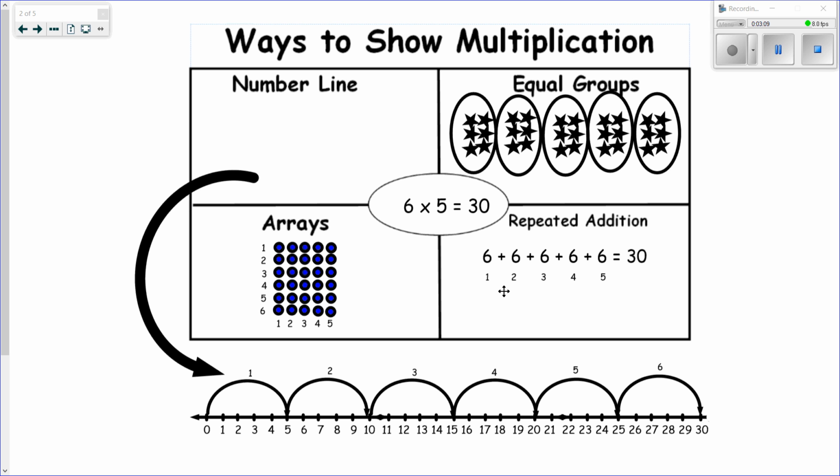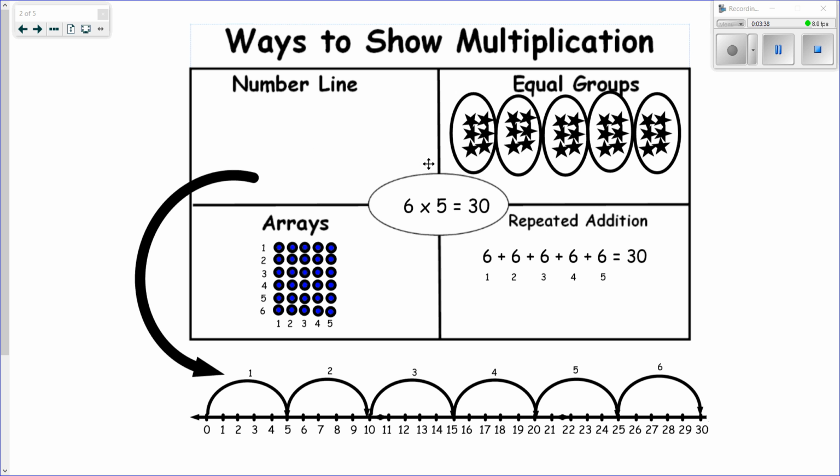Finally, we have repeated addition. So the first number is the number that you repeat. The second number shows how many times you have to add it. So we have five sixes here. See that? One, two, three, four, five of the number six. And you add it together. Six plus six plus six plus six plus six. That will equal 30.